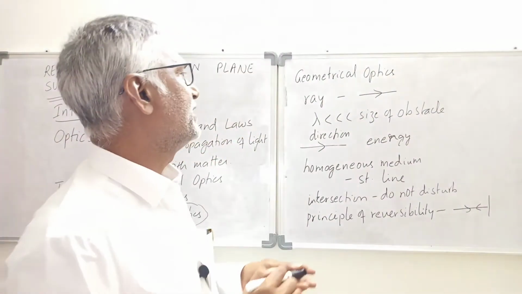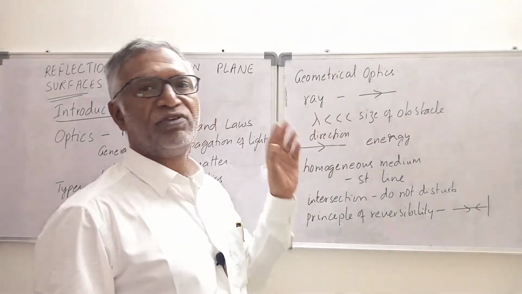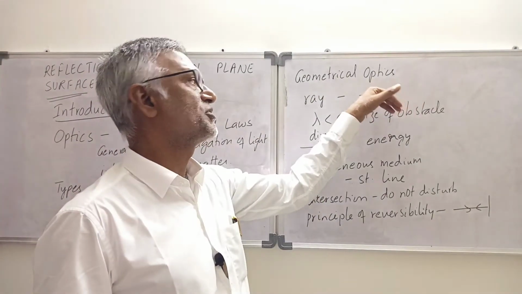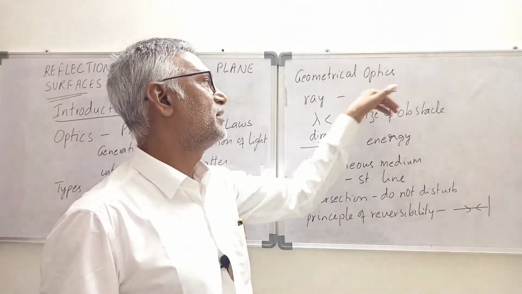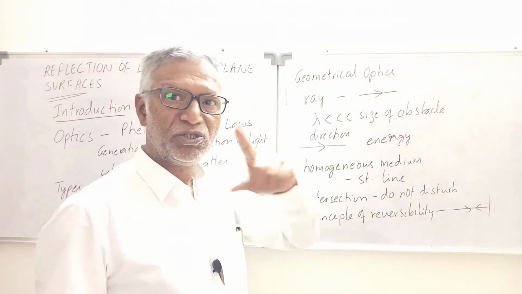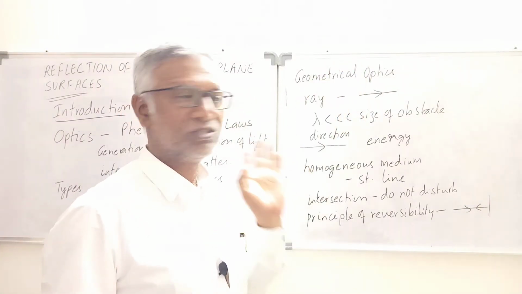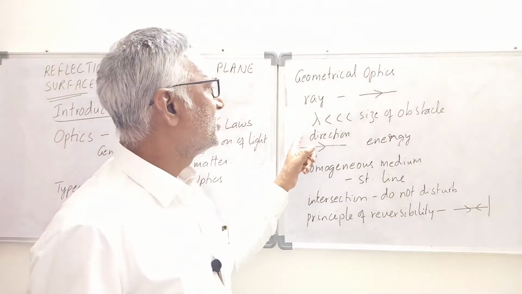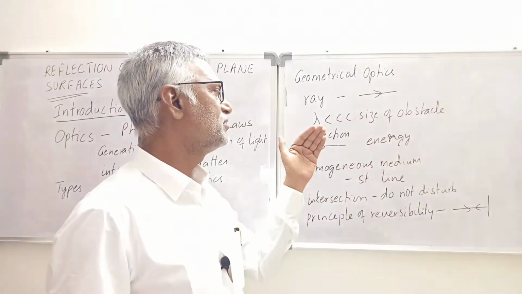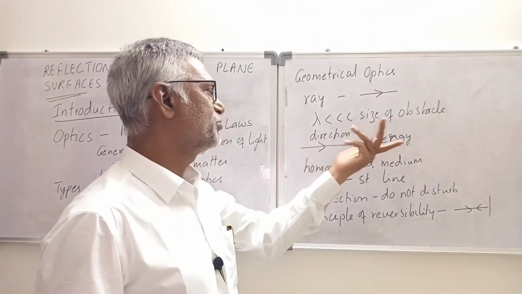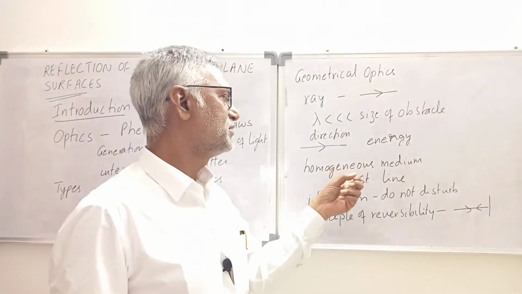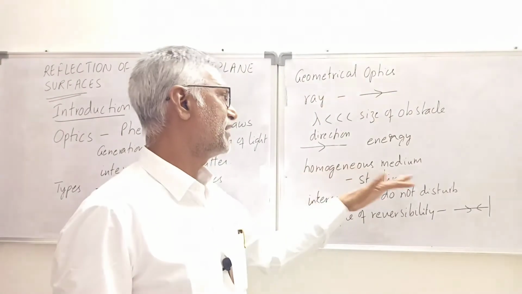In geometrical optics, propagation of light is treated as a ray. A ray means a straight line which has a direction shown by an arrow, and this is known as a ray. You studied this in geometry in classes below 10th. Direction is nothing but propagation of energy. Light is a propagation of energy. If it is a homogeneous medium, we can treat light as traveling in a straight line.